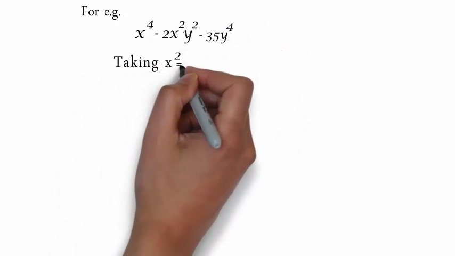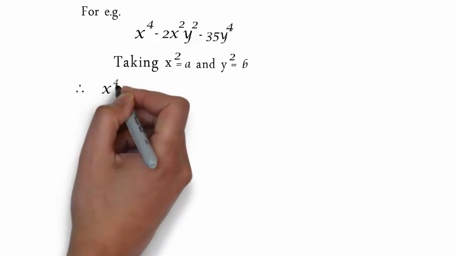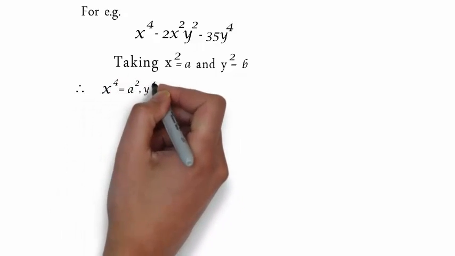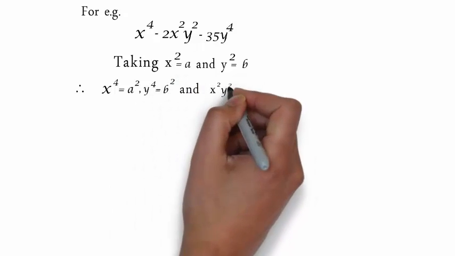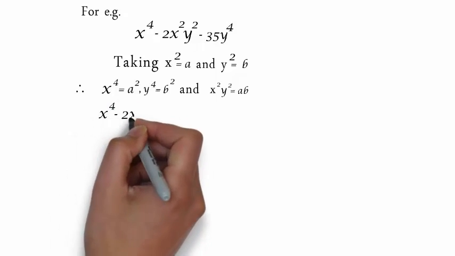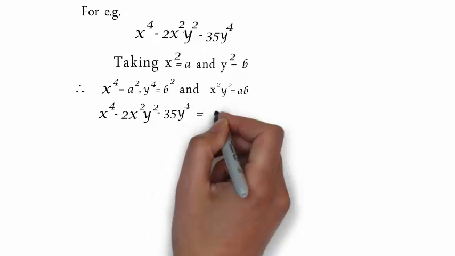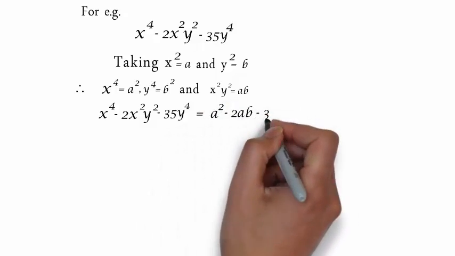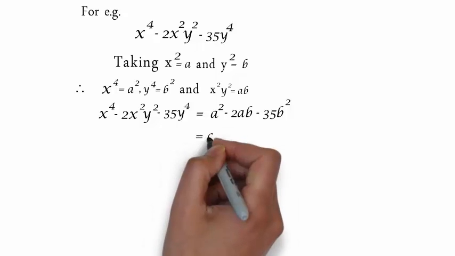Taking x² is equal to a and y² is equal to b, we get x⁴ is equal to a², y⁴ is equal to b², and x²y² is ab. x⁴ minus 2x²y² minus 35y⁴ is equal to a² minus 2ab minus 35b². In the next step, we will write minus 2ab as minus 7ab plus 5ab.